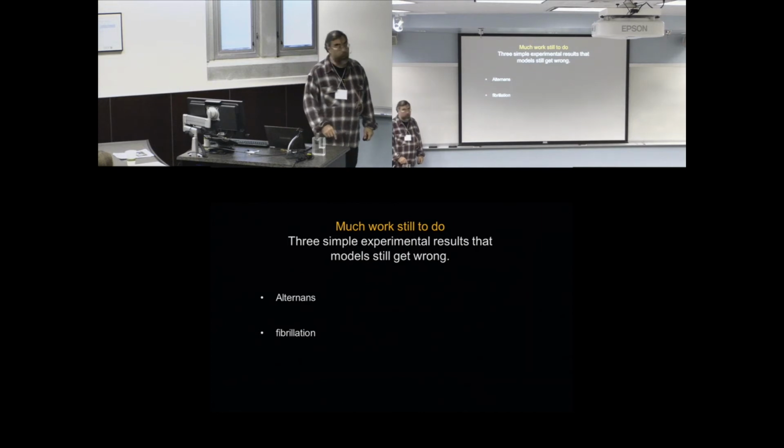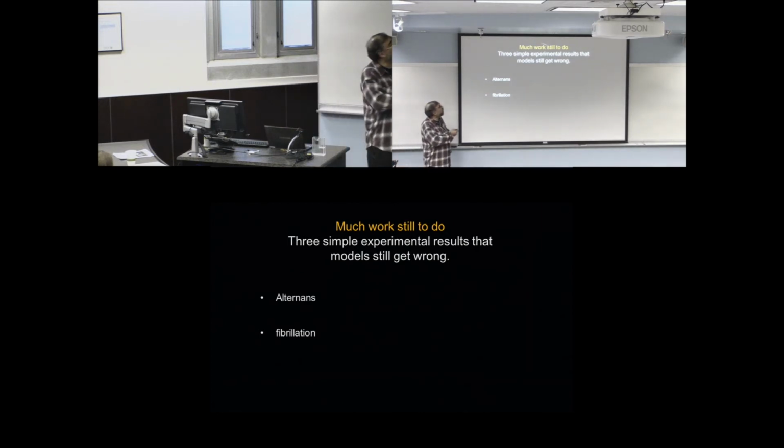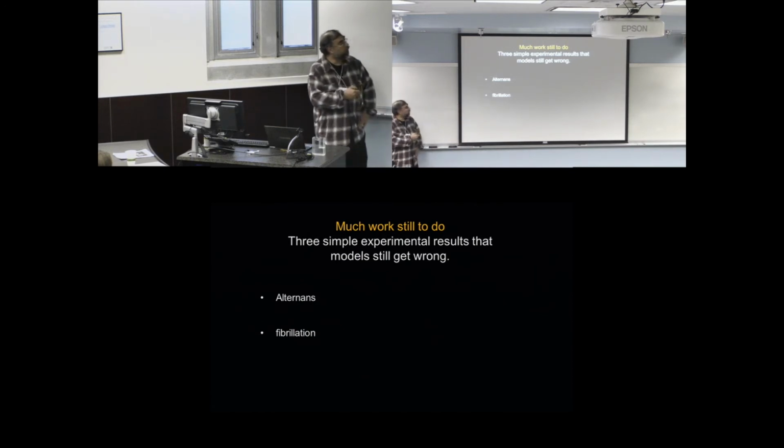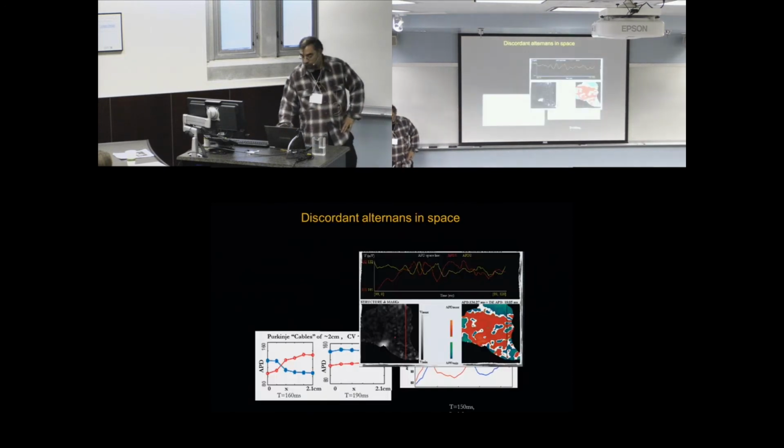So just to finish, a little more about some of the work that still needs to be done, which is to get the models to reproduce some experimental data. You reproduce a lot of experimental data, but there are some key experimental data that we still fail to reproduce. So I'll show you quickly some alternans and some fibrillation.